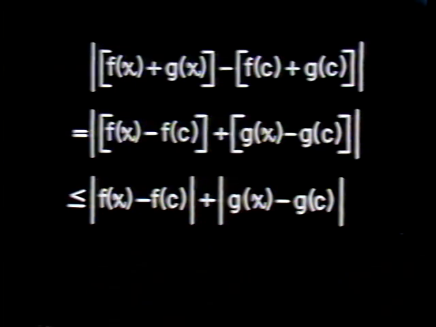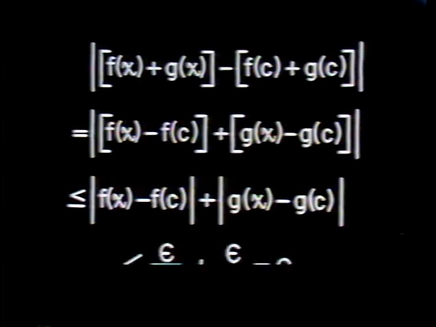Absolute value of f at x minus f at c plus the absolute value of g at x minus g at c. You should also recall from our assumption about the continuity of f at x and g at x, and what we were given there, that the absolute value of f at x minus f at c is less than epsilon divided by 2, and the absolute value of g at x minus g at c is also less than epsilon divided by 2.